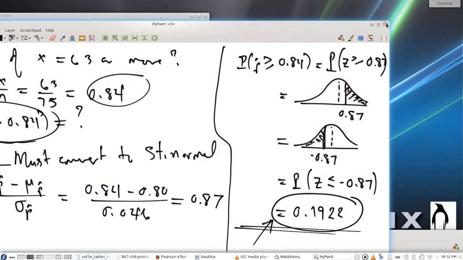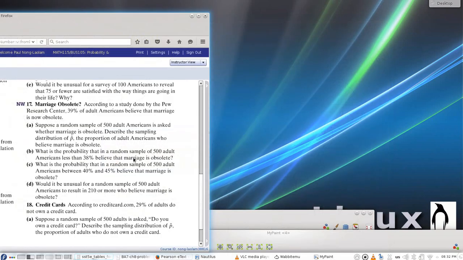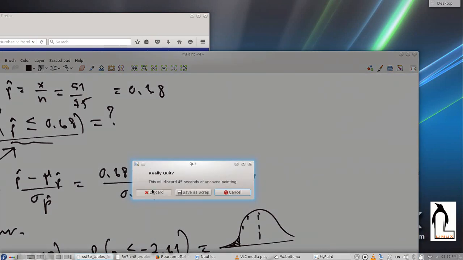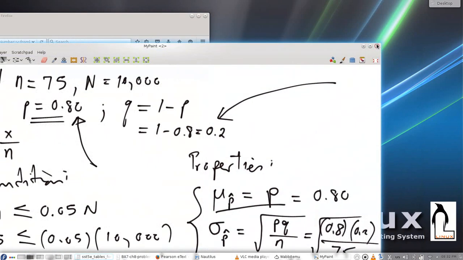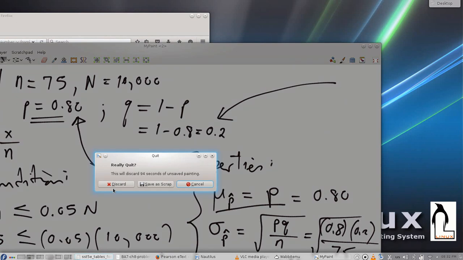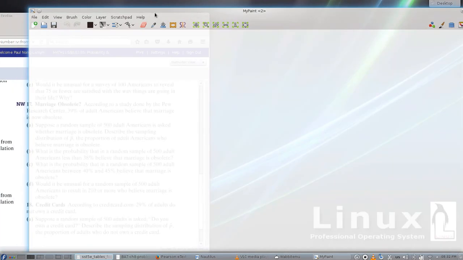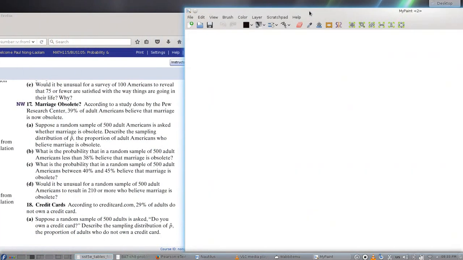Okay, so let's start with a new sheet. In fact, I need to get rid of this too, and maybe this one as well. All right, number 17. So 17 gives us the following.